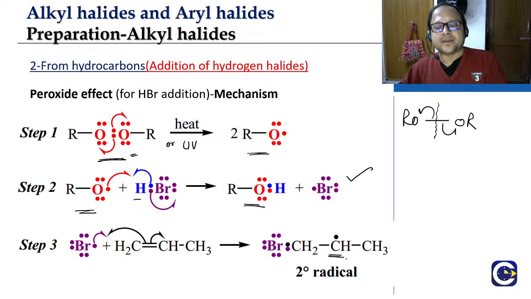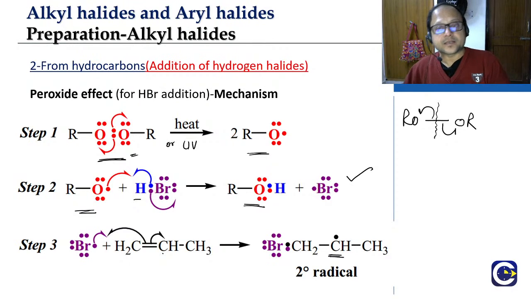Now being a secondary radical, it is relatively stable, more stable than the primary one, right? And that's why, because if bromine had come at the center, you would have got a primary free radical, which is less stable with respect to the secondary radical.